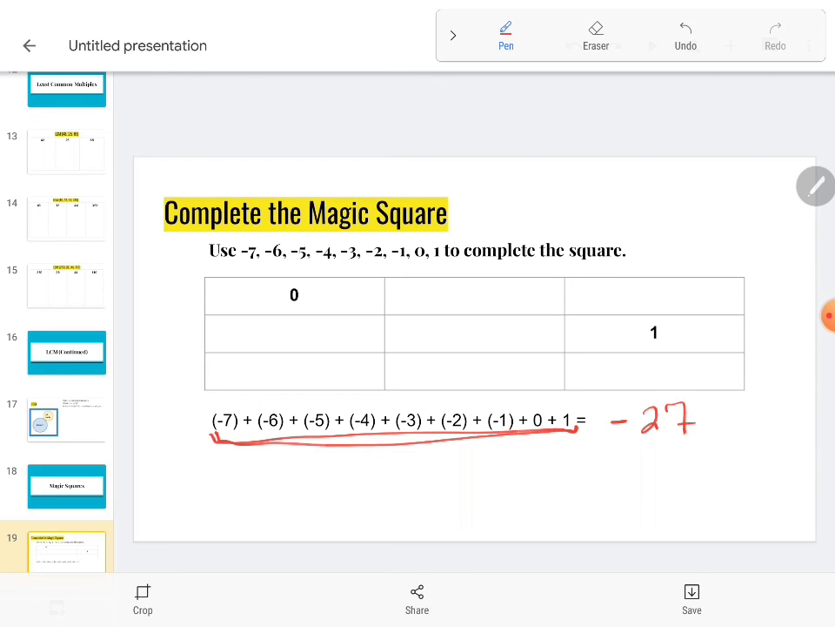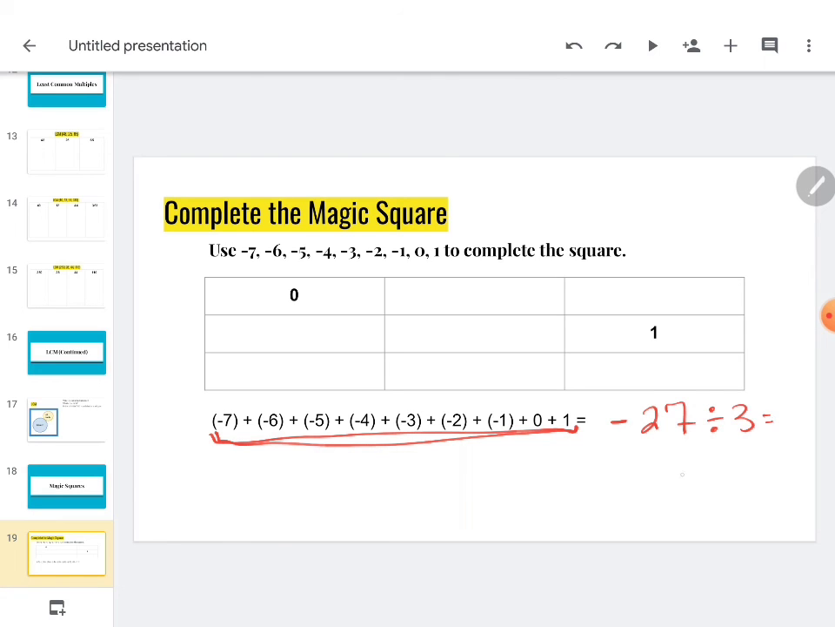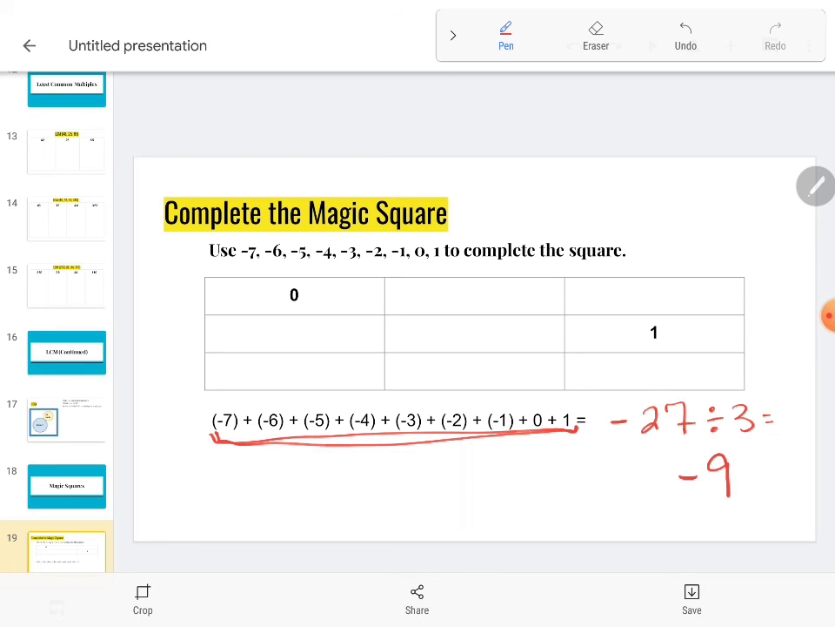Now what we want to do is divide this number by 3, since we actually have 3 squares for every row, every column, every diagonal. We have 3 squares, period, no matter what. And when we divide -27 by 3, we will get the solution of -9. Now this is where the trial and error part comes in. We need -9 in all of our rows, all of our columns, all of our diagonals, just overall.